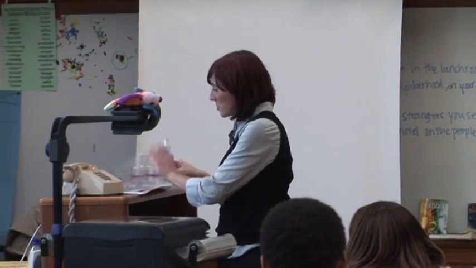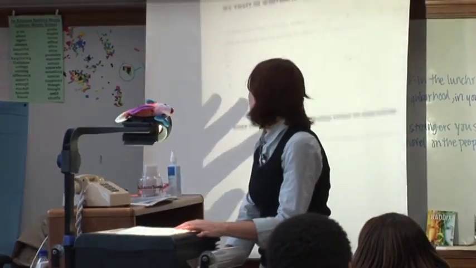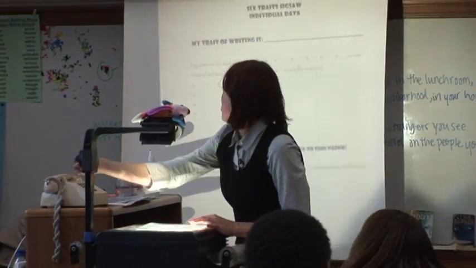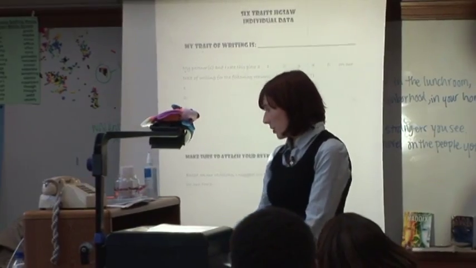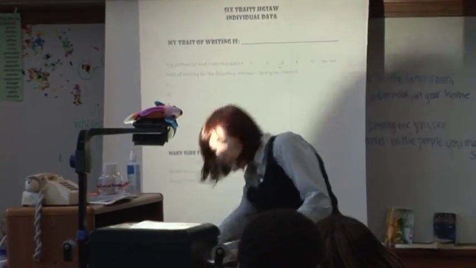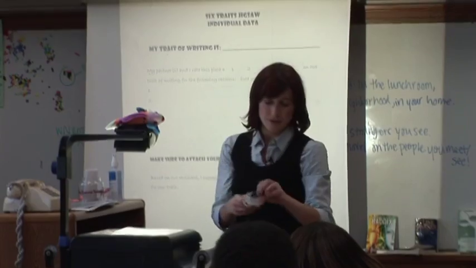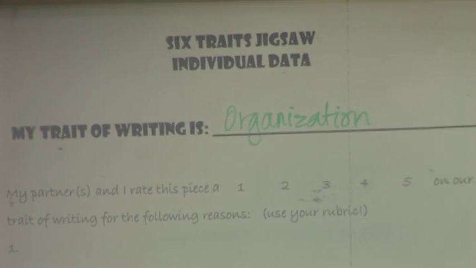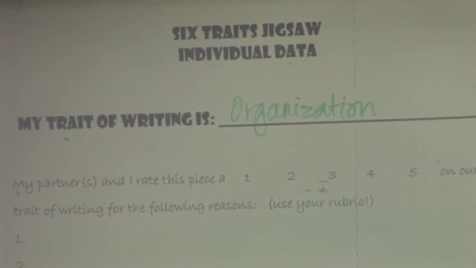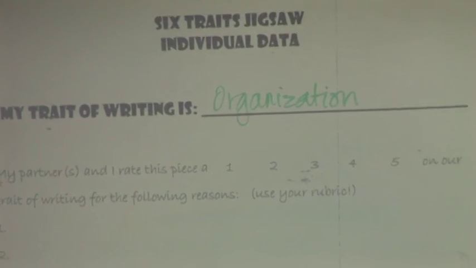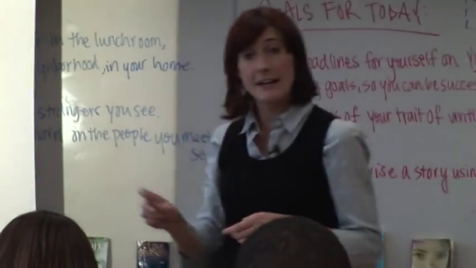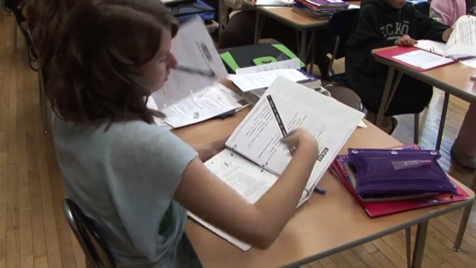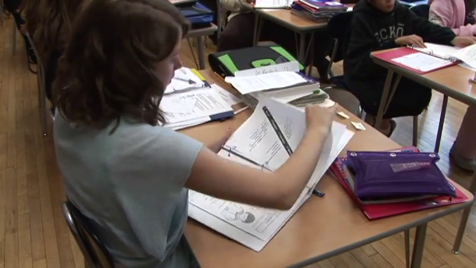The first thing you need to do when you get your data sheet that looks like this is tell which trait you're doing. Okay? So we're going to assess for organization and nothing else. So you're going to write that on your sheet. Now, while you're reading, you need to try to figure out where you think this falls. So right now, you need to get out your rubric for organization. It's in your binders. You have all of those different rubrics for the traits of writing. Now's the time to use them. Okay, so get out your organization rubric.